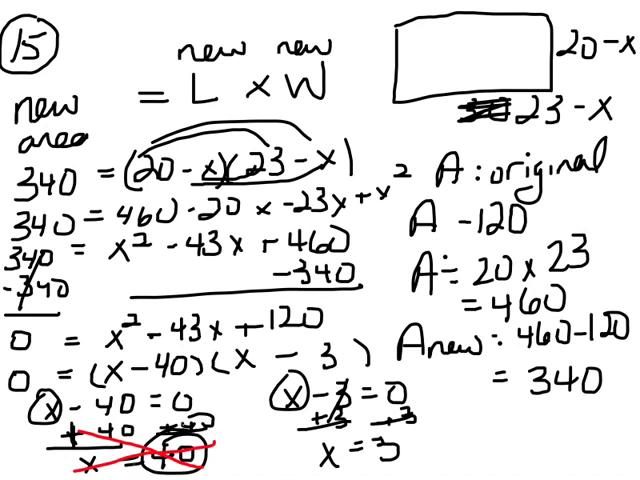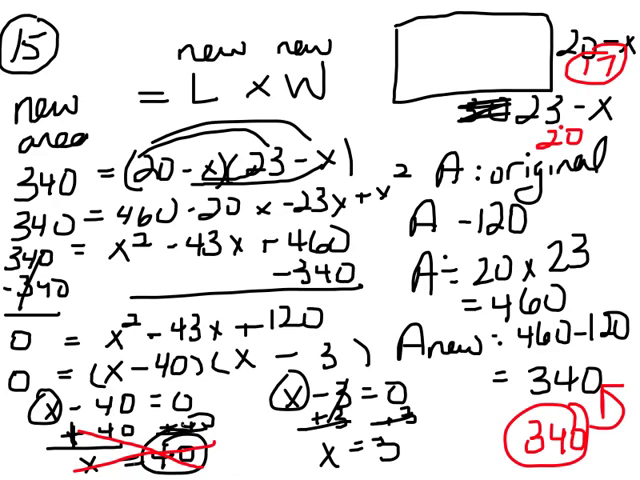But what about 3? 20 minus 3 would give me 17 for this one, and 23 minus 3 would give me 20 for this one. Let's check it out. 17 times 20 would give me 340. Isn't that what I said my new area was supposed to be right here? If I take these two things as my dimensions, once I plugged in x equals 3, my new dimensions are 17 centimeters and 20 centimeters. So these red circles up here, these are my answers. I'll just put centimeters on.